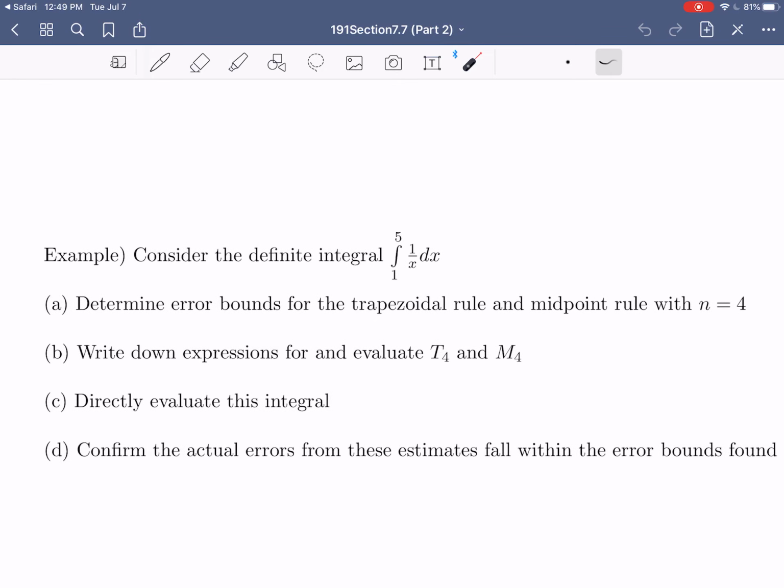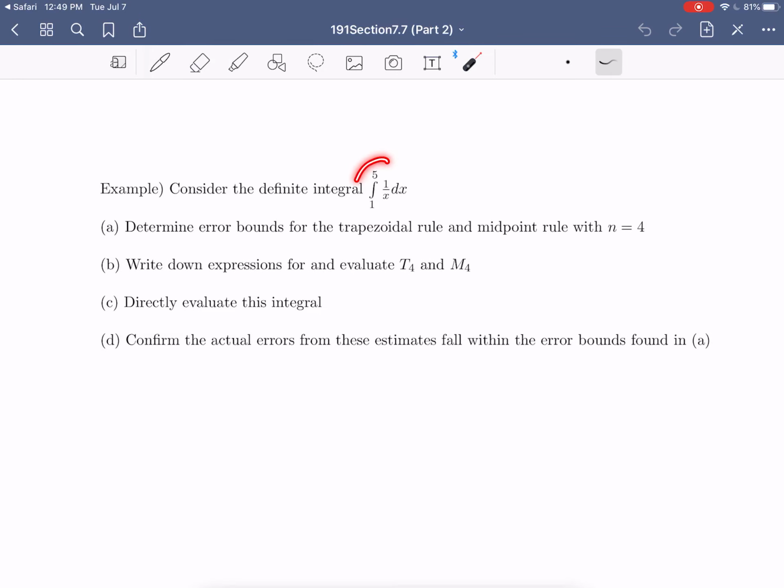So for our first example, we're going to consider this definite integral, the integral from 1 to 5 of 1 over x dx. Very simple one. This one we could actually just do manually. We should be able to come up with an antiderivative of 1 over x and plug in the bounds. But what I want to do with this is determine the error bounds for the trapezoidal rule and midpoint rule with n equals 4, so a very small amount of partitions.